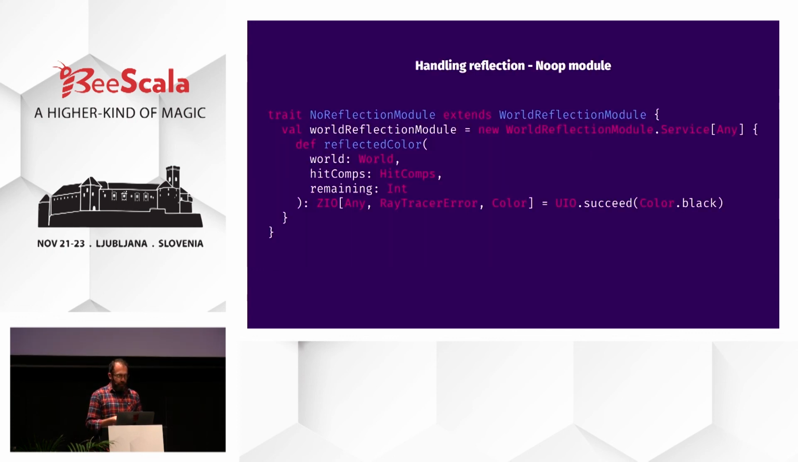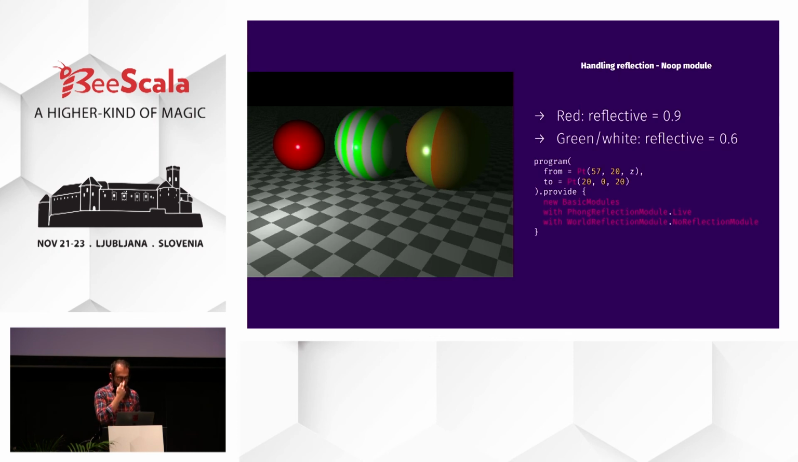So we can, for example, provide, again, a dummy implementation of the world reflection module that doesn't reflect anything regardless of the material property of the object. And given the same three shapes, where we make, for example, the red very reflective, the green-white slightly reflective and the green-orange totally unreflective, I can provide my program with a no reflection module version here, and I don't see any reflection of the world on these surfaces. But what I can do is just swap that implementation with live, and you see how the effect changes immediately.